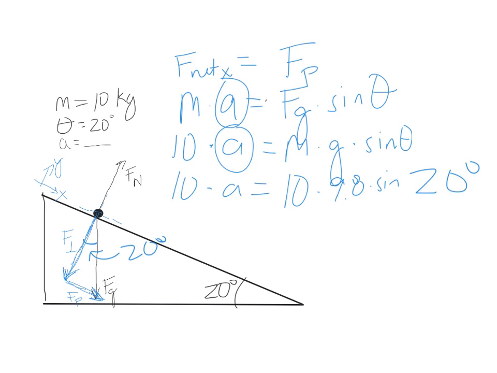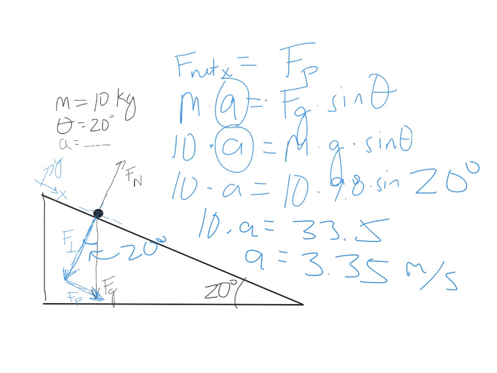So that gets us to this point, and at this point I could go ahead and solve. I have 10 times a equals 10 times 9.8 times the sine of 20, which gives me 33.5. Divide both sides by 10, and that gives me an acceleration of 3.35 meters per second squared. So this object is going to accelerate down the incline at a rate of 3.35 meters per second squared.